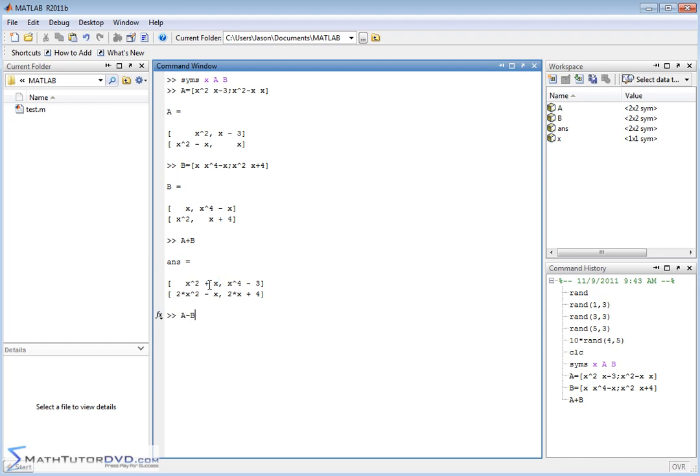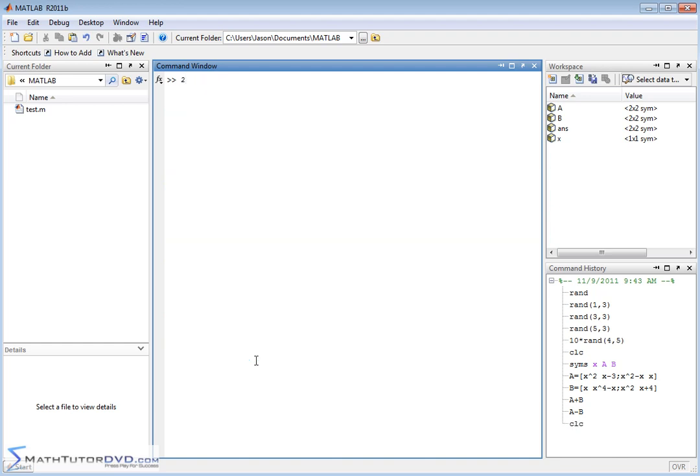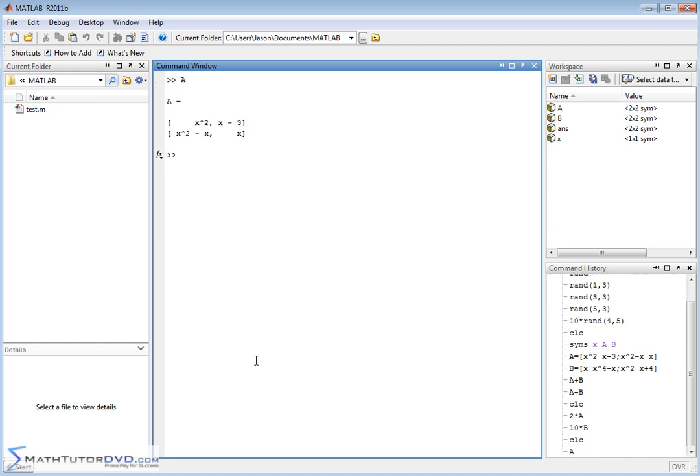I can subtract A minus B. I'm going to take A and subtract x squared minus x for the first element, then x minus 3 minus x squared, x to the 4th minus x, and so on, going element by element and subtracting. I can take 2 and multiply it by matrix A. I can take 10 and multiply it by matrix B, going element by element just like you would with numbers, but treating everything symbolically because these are symbols. Let me put matrix A and matrix B back up here. I can also multiply these matrices because they're both 2 by 2 matrices, A times B.